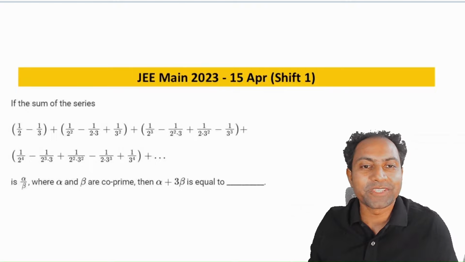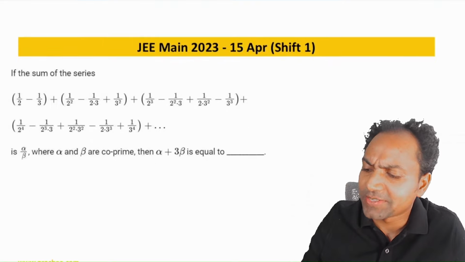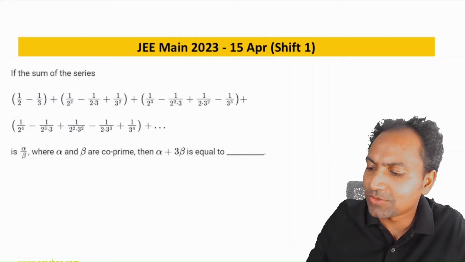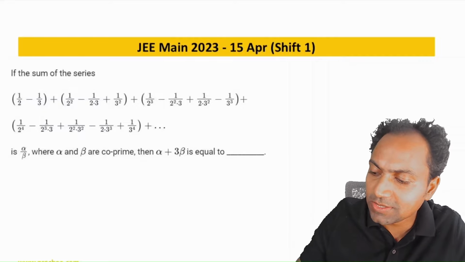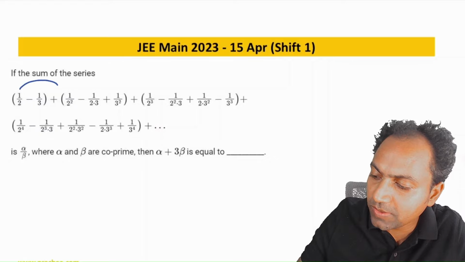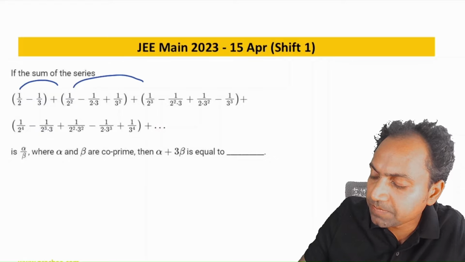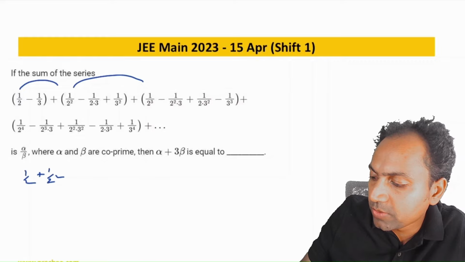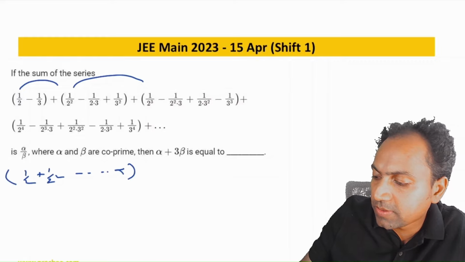Now, let us look into this next question. And this is a very interesting question because of the way it has been presented. So in this question, in order to get the sum of this series, we need to start pairing terms. So if I pair all the first terms together, I get an infinite GP, 1 by 2, 1 by 2 square, and this will go up till infinity.